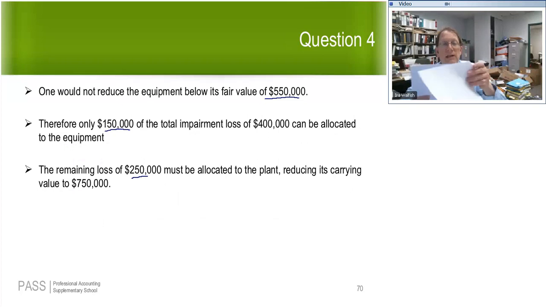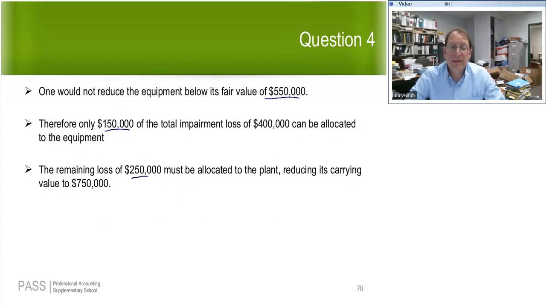All right. Let's just do the true-false together. Number 1. A company must test all of its CGUs for impairment at least once a year. True or false? Okay, guys, false.